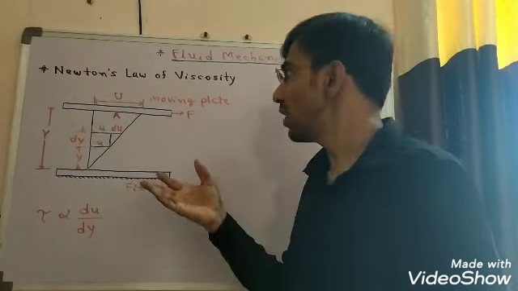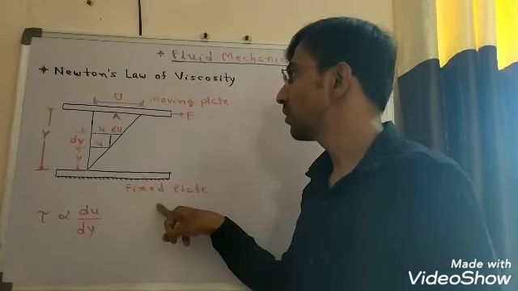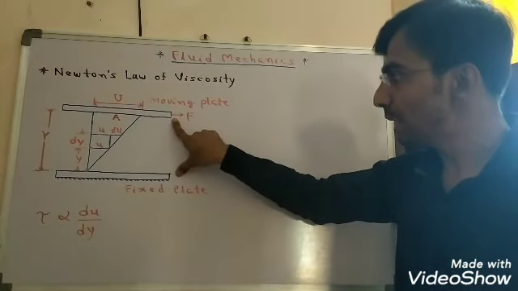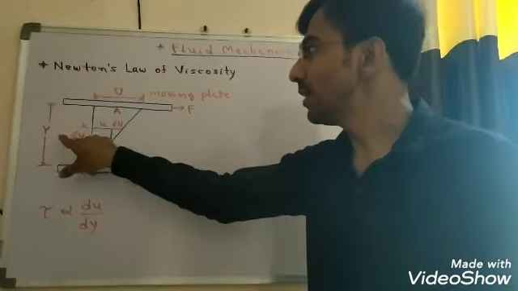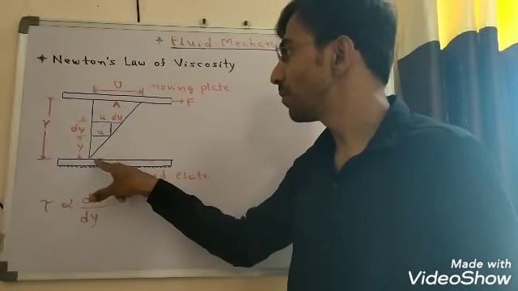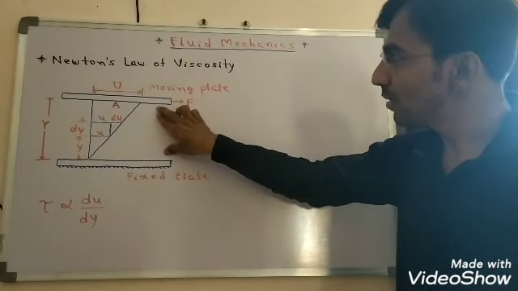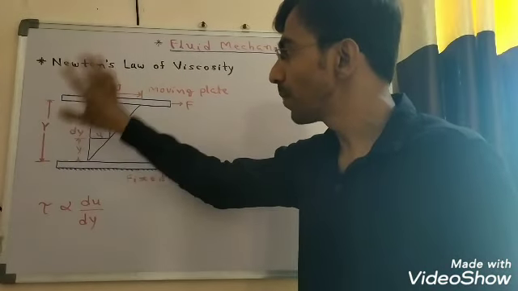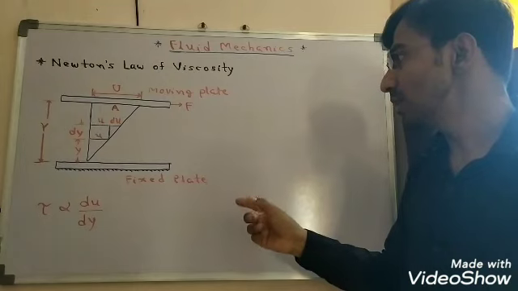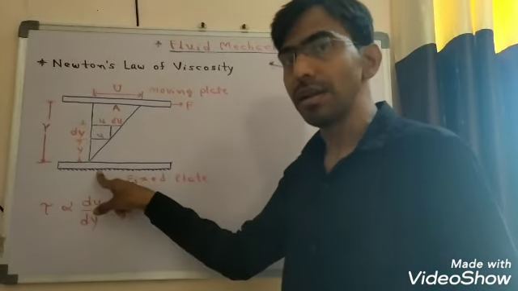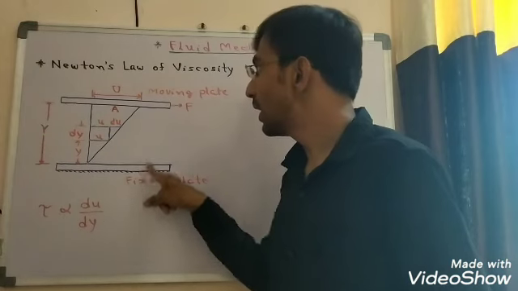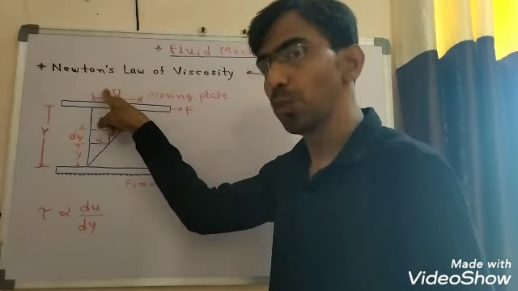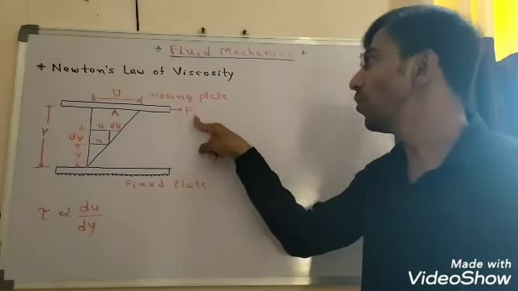Let us understand this sketch. In this figure, consider two parallel plates placed at a distance y apart. The space between the two parallel plates is filled with fluid. Here, consider the lower plate stationary and the upper plate moving with a velocity u by the application of a force F.